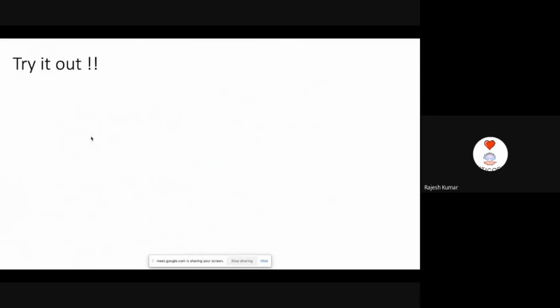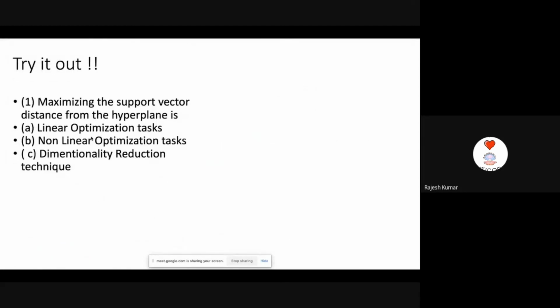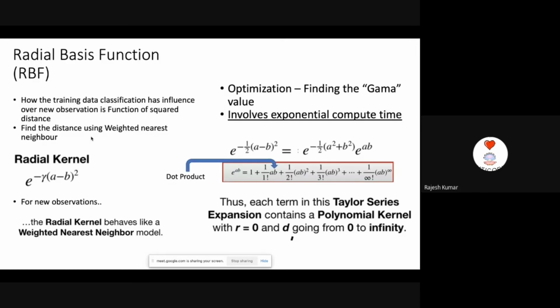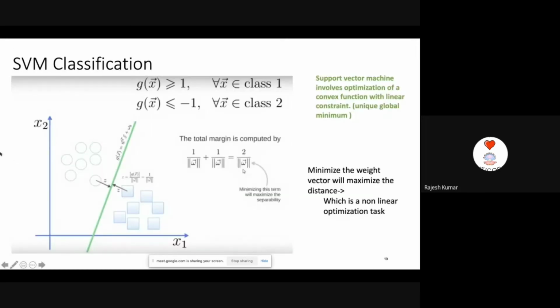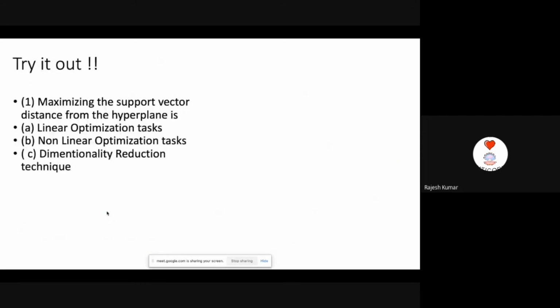Let's understand now, what is the role of quantum here? But let's see, maximizing the support vector distance from the hyperplane. So the support vector machine is nothing but, the circle and the box which are closer to that green line are called support vectors. That is why this algorithm itself is called support vector machine. So now the question here is, maximizing the support vector distance from the hyperplane is what task it is?